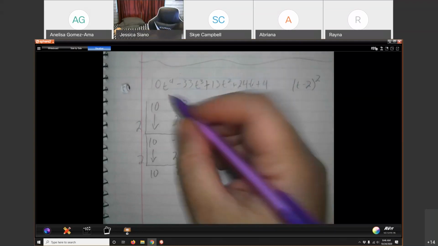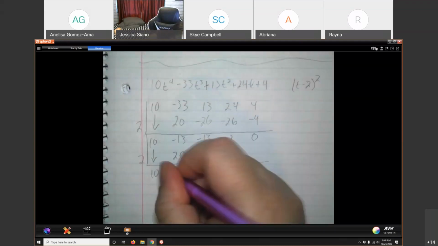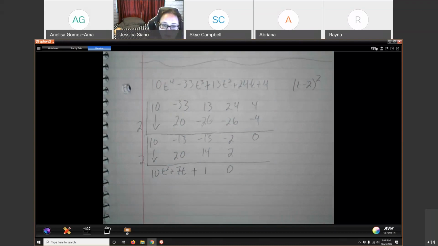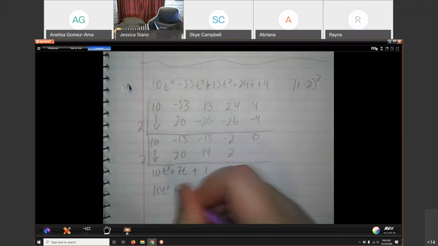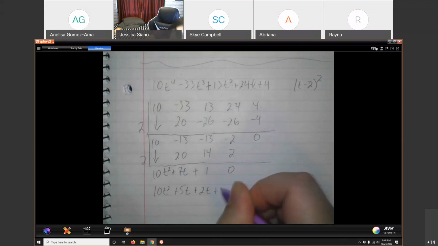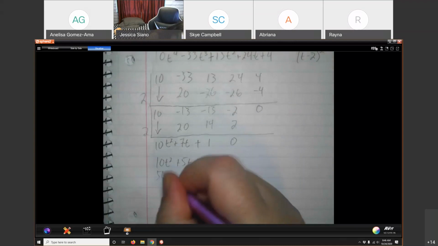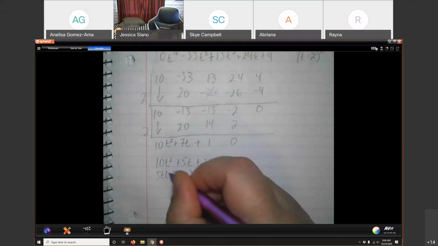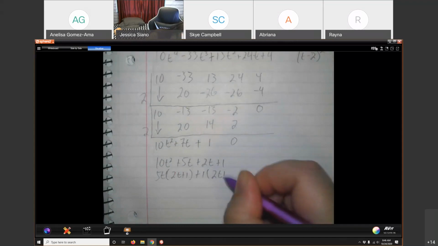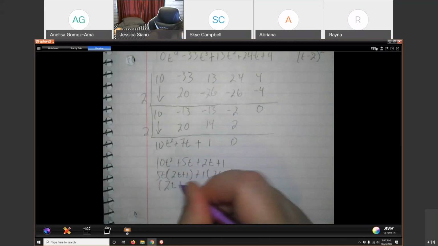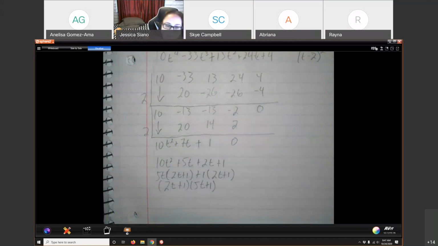All right, so what I have now, if this was to the fourth, this is to the third, so this is 10t squared plus 7t plus 1. So are there 2 numbers that multiply to 10 and add to 7? There are. That would be 5t and 2t. So those 2 have a 5t in common, and that would leave me 2t plus 1. These 2 have a 1 in common, and that would leave me 2t plus 1. So in factored form here, I have 2t plus 1 and 5t plus 1.